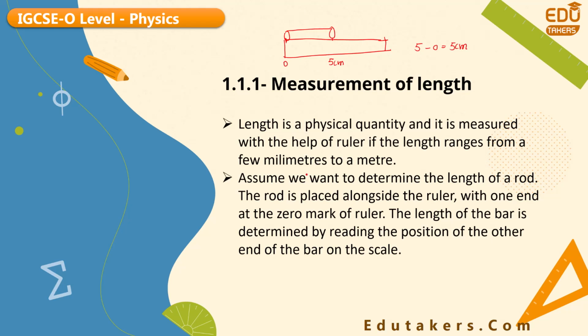It's given here. Assume we want to measure the length of the rod. The rod is placed alongside the ruler with one side at the 0 mark of the ruler. The length of the rod is determined by reading the position of the other end of the bar on the scale. So you just see the other end reading. This would basically be the length of that rod.